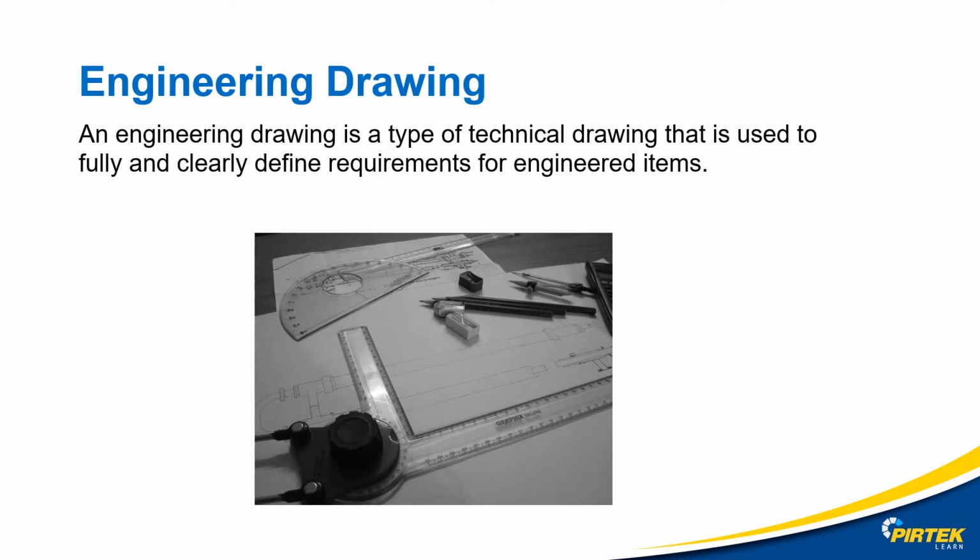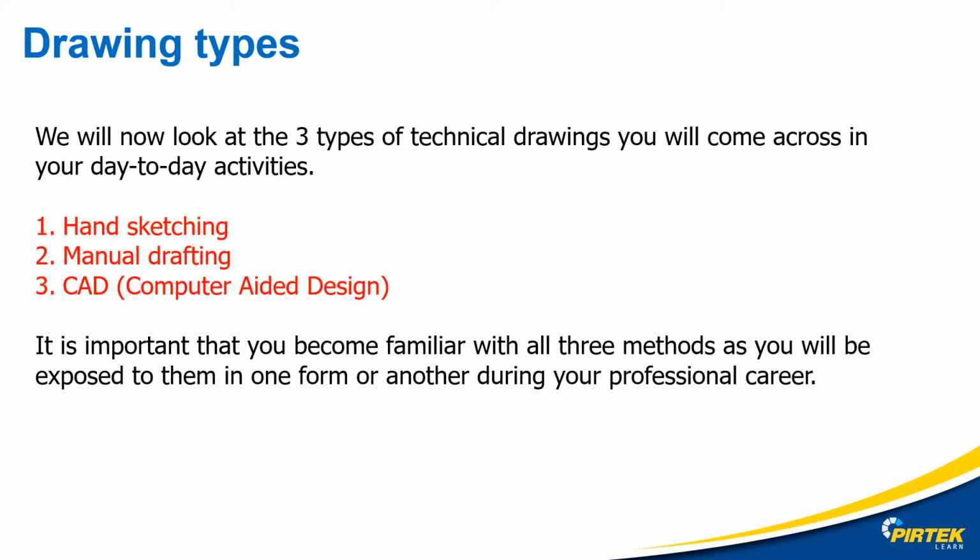Let's have a look at the engineering drawing. An engineering drawing is a type of technical drawing that is used to fully and clearly define requirements for engineered items. Types of drawings. We'll now look at three types of technical drawings that you'll come across in your day-to-day activities. We've got hand sketches, drafted drawings, and drawings created using CAD software.